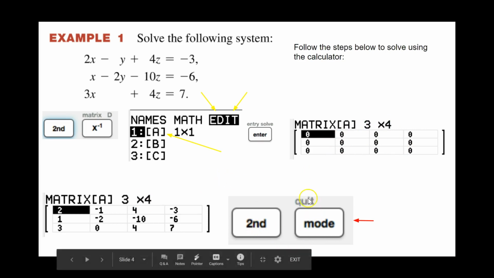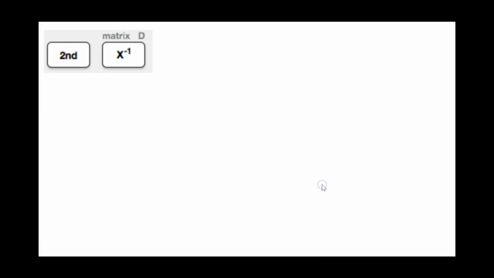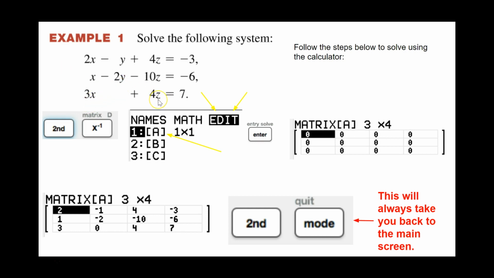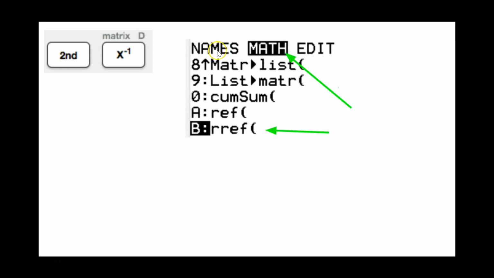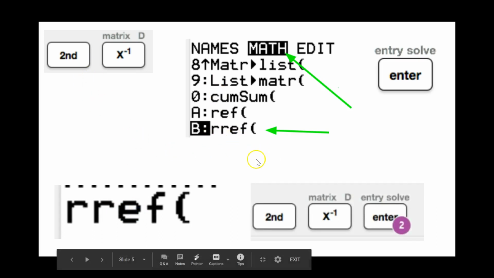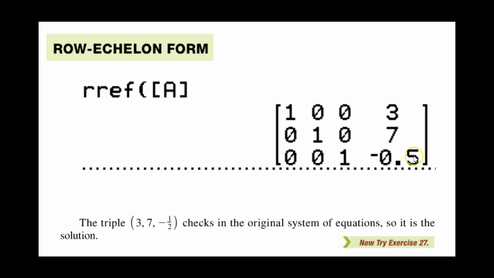Then we hit second mode to exit out of this screen. Then we're going to hit second and then inverse again, the matrix. And this time we're going to actually solve the problem. So now we're going to be solving for X, Y, and Z for this problem. So we're going to slide over to math this time, and we're going to go down to where it says RREF and then hit enter. So this is what should show up in your calculator. Now we have to go get that letter that we solved it under. We solved it under A. So we hit second matrix, and then we hit enter twice. And then the A gets put here, and then this is our answer.